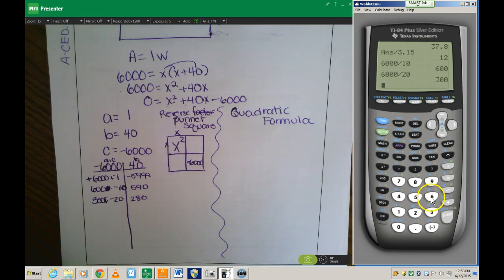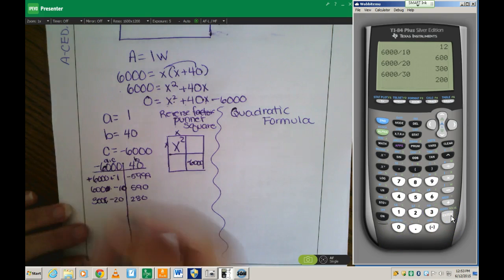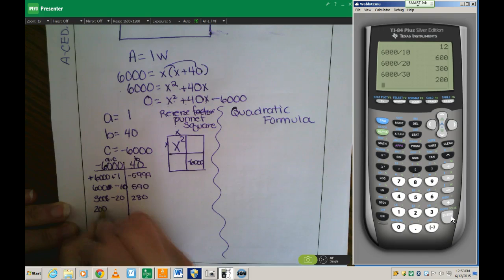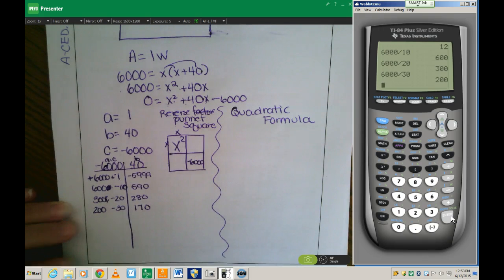So now I'm going to do 6,000 in essence divided by 3, but because I'm doing it by tens, I'm going to divide it by 30. When I do that, I get 200. So now I have 200, and I have negative 30, and when I combine it, I get 170.